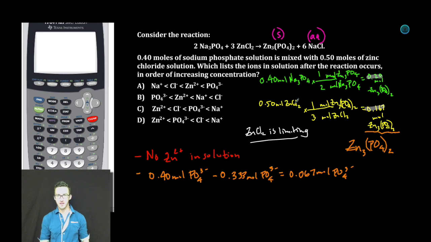As we think about chloride here, we had 0.5 moles of zinc chloride. Again, look at the formula. For every 1 mole of zinc chloride, we're going to get 2 moles of chloride ion. So we're going to have 1 mole of chloride. None of it precipitates out, so the 1 mole that we start with is going to be the 1 mole that we end up with.